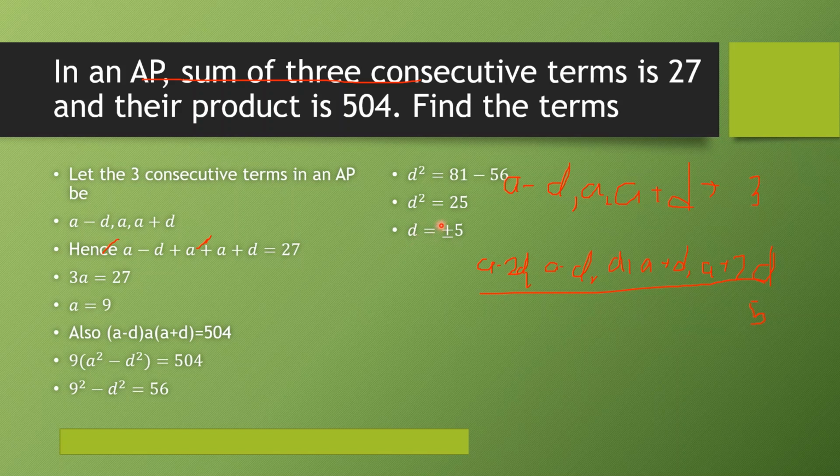So by rule D will have two values. Either it will be positive or it will be negative. So if I took D positive, what will the first number be? 9 minus 5, that is 4. A is 9. 9 plus 5, 14. So the first series will be 4, 9, 14. If I take D as minus 5, so 9 minus of minus 5, how much is that? 14. A will be 9 and 9 minus 5, 4. How to cross verify the answer? Both the series will be vice versa. It means the answer is correct.